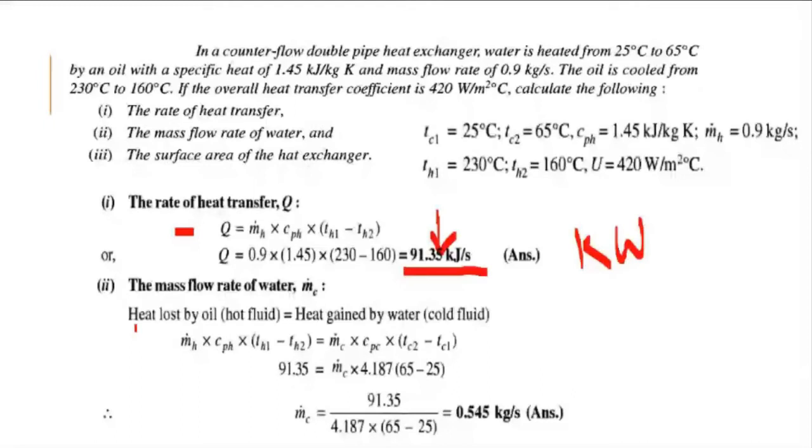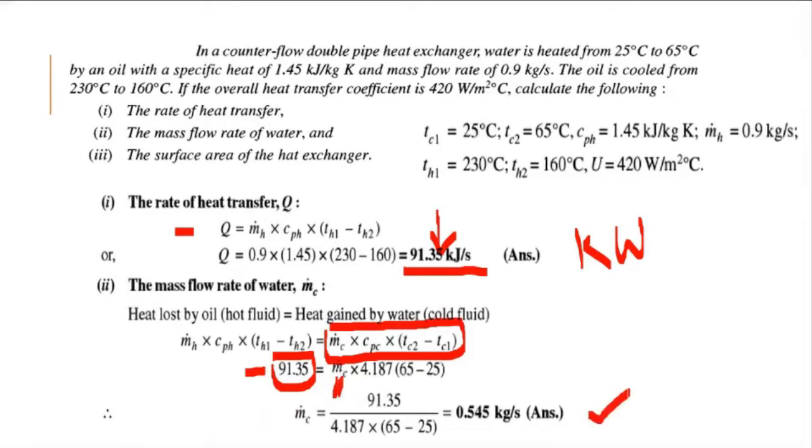Mass flow rate of cold fluid. So we have equated 91.35, the rate of heat transfer with mCCC delta T. So in this expression, mc is the only unknown. So we can find the value of mc. Is this clear to all? Yes, sir.